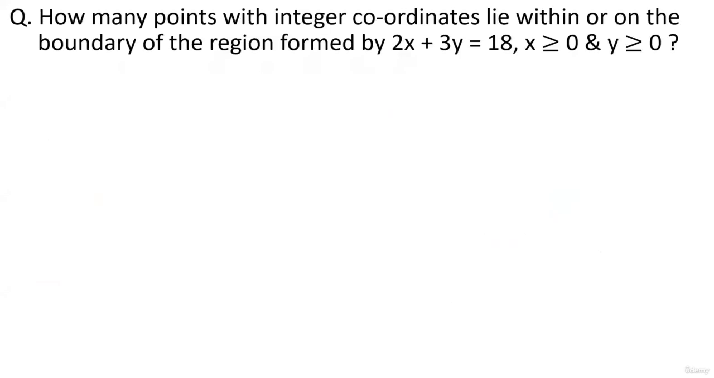So we move on to the next part. Before that, there was a homework question that we are supposed to discuss. I remember that. The question was: how many points with integer coordinates lie within or on the boundary of the region formed by 2x plus 3y equals 18, x greater than or equal to 0, and y greater than or equal to 0?